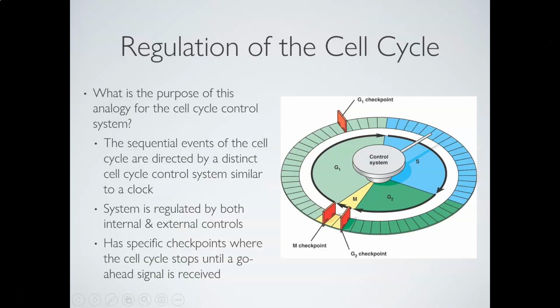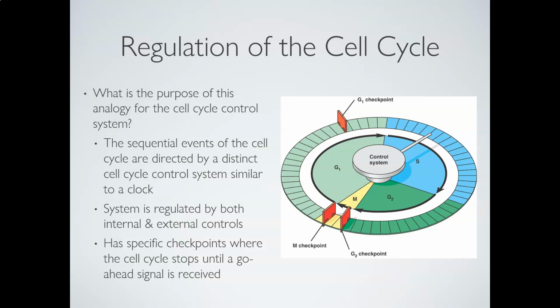So when we look at your cell cycle, there really are three major checkpoints. There are some internal regulation things that are going on as well, but we should be able to stop the cell cycle from progressing at each of these phases. And again, those control systems are both internal molecules as well as external ones.